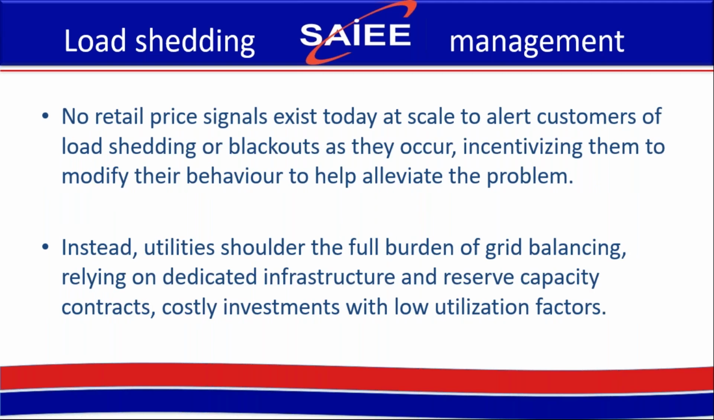So what causes this problem? For example, there is no retail price signal that exists today at scale to alert customers of load shedding or blackouts as they occur, incentivizing them to modify their behavior to help alleviate the problem. Basically what happens now, if there's load shedding, Eskom will advertise on TV, please guys, there's load shedding, cut your supply. And most people don't honor that. I think probably I'm the only person who does that. When I see that message, I normally switch off some of my appliances, but I know you guys don't. So that's the problem.